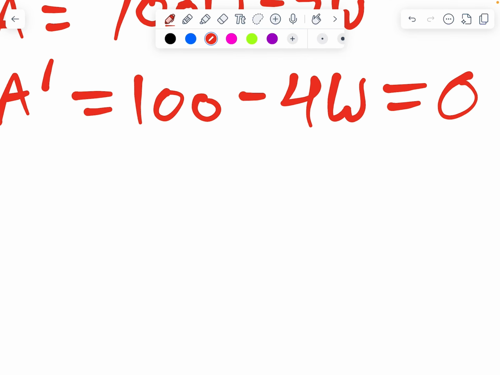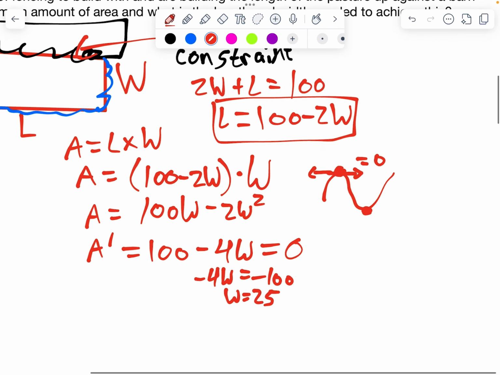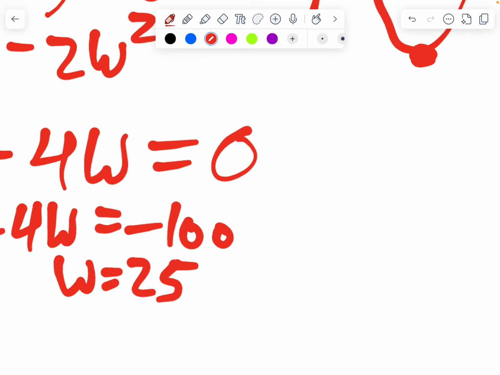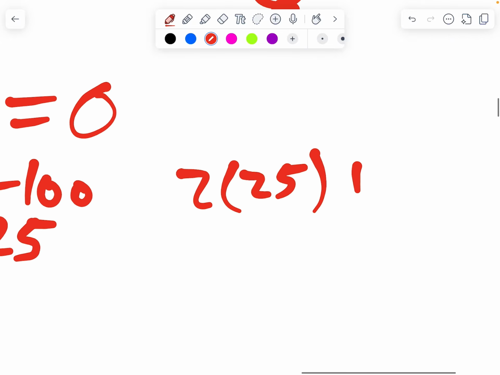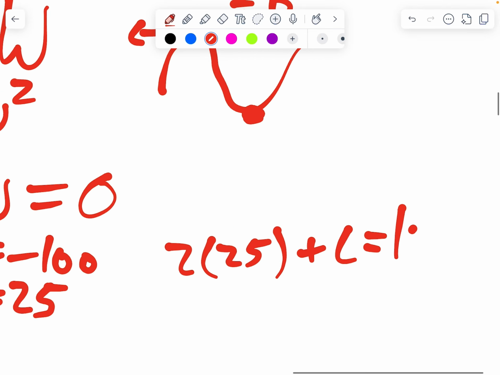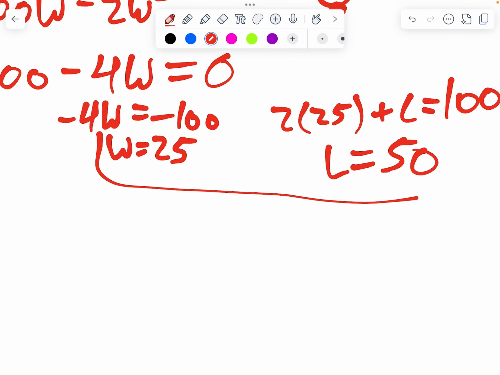So 4W, this is just going to be equal to: negative 4 width equals negative 100, width equals 25, and then we plug this back into our constraint. So 2 times 25 plus L equals 100. So just from looking at it, you can tell length equals 50. So length equals 50 and width equals 25.